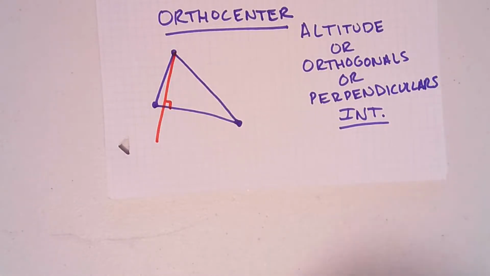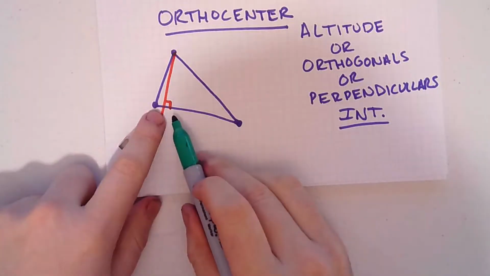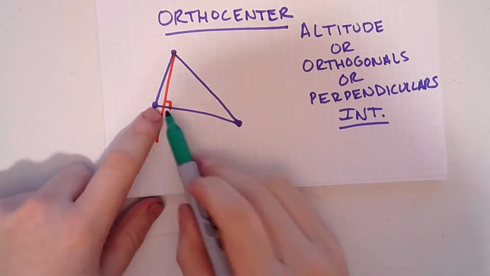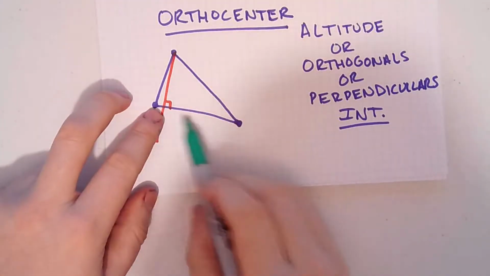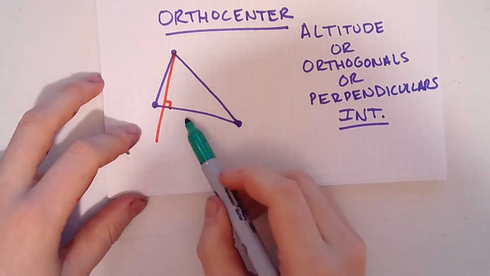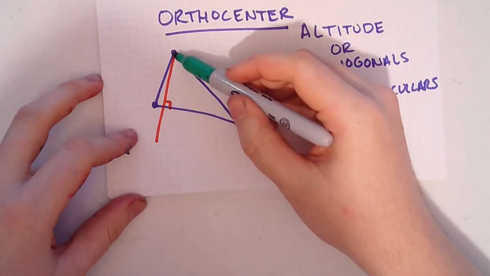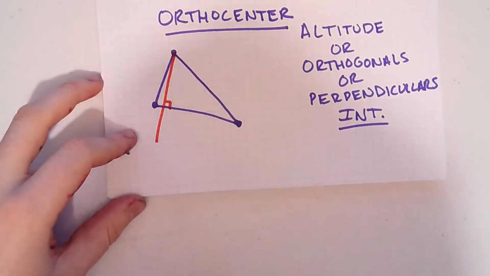I can do that for the other sides as well. Again, the key is that this is not a perpendicular bisector, so it does not bisect the opposite side. As you can see, this is really small and that's really big. But it does drop down from a vertex at a 90-degree angle to the opposite side.